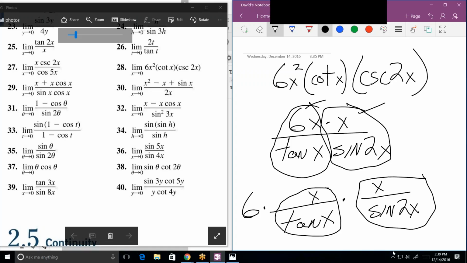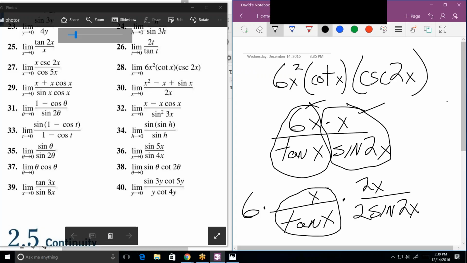Say that one more time. What do I have to multiply top and bottom by so that I can figure out this limit on the right? 2. Okay, so I multiply the top by 2, I multiply the bottom by 2. Now I got my answer.